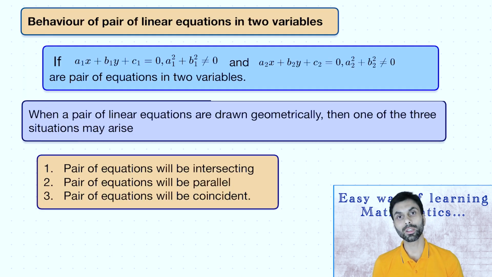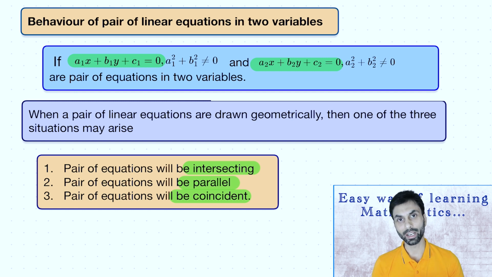Next, let's talk about the behavior of a pair of system of equations. As we know, geometrically ax plus by plus c equals 0 represents a straight line. So when we draw the graph of a1x plus b1y plus c1 equals 0 and a2x plus b2y plus c2 equals 0, it will give a pair of straight lines. Now when we draw this pair of straight lines in a plane, there will be three situations. The pair of equations will be intersecting, or parallel, or coincident.